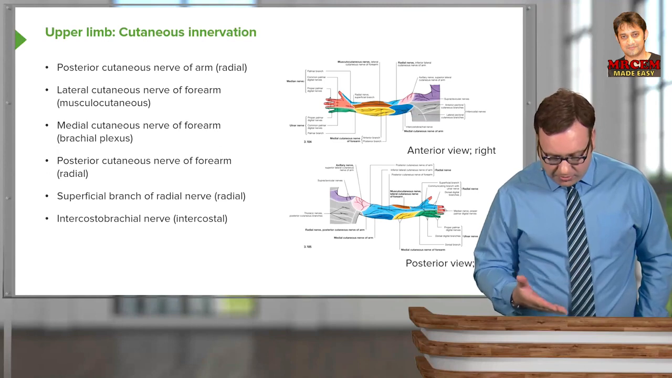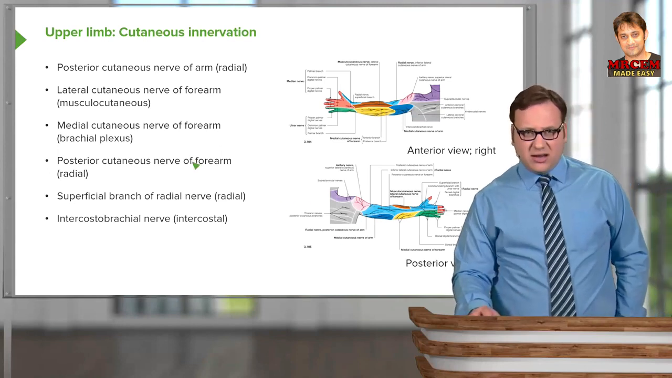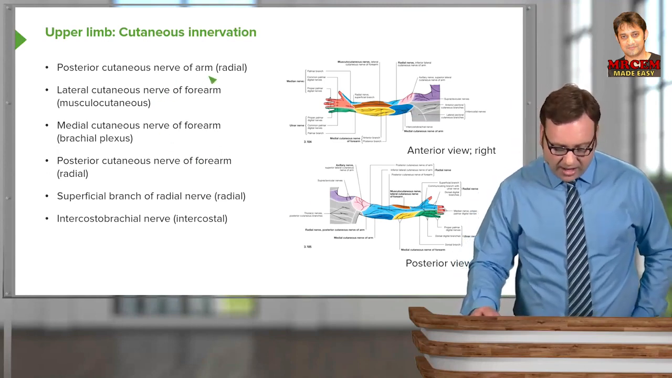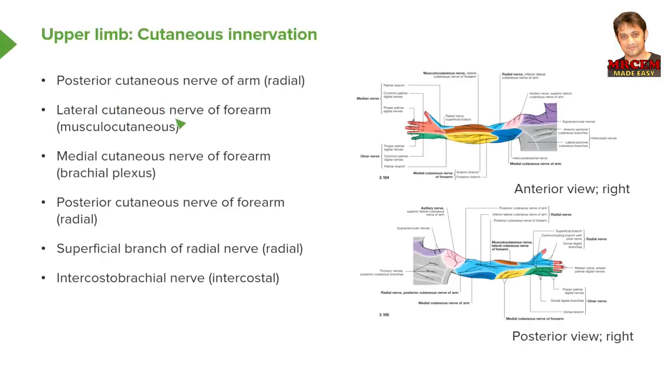We can see we've got more details coming down on the screen on this side. Posterior cutaneous nerve of the arm, a branch from the radial. The lateral cutaneous nerve of the forearm. Medial cutaneous nerve of the forearm. Posterior cutaneous nerve of the forearm. So all aspects of the forearm are covered via these cutaneous nerves that are coming from specific places. Coming from the musculocutaneous nerve. Coming from the brachial plexus directly. Coming from the radial nerve here, or the intercostal nerves.